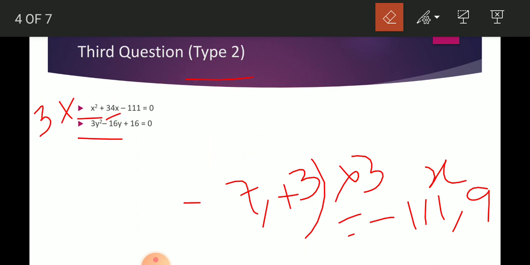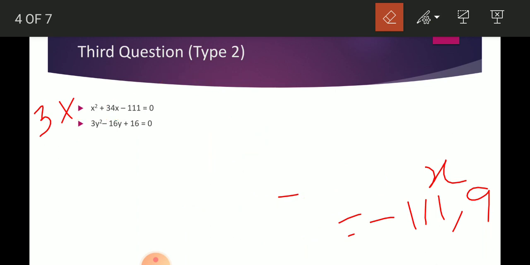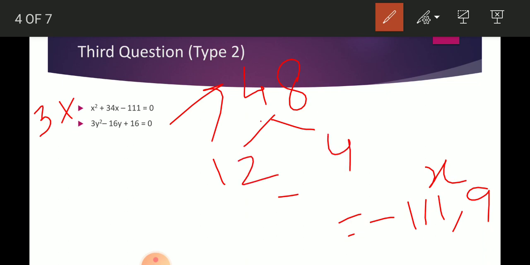Okay, now we have to find the values of y. In this case, the product of the first and last term is 48. If we break it, we will get 12 and 4. Since the sign before this 16 is negative, the sign before the higher value 12 is positive. Since the sign before this 16 is positive, both roots will have the same sign.